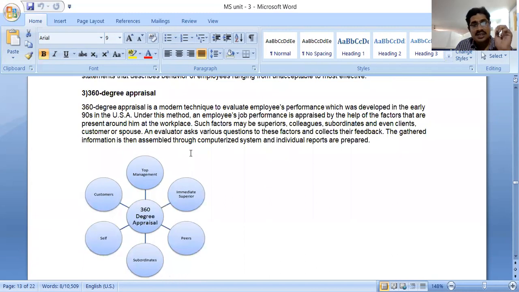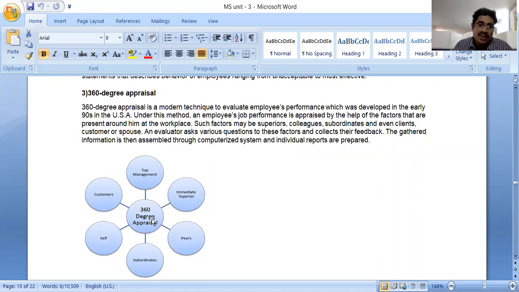And coming to the next one, the 360-degree appraisal method. Suppose the employee is here. The employee's hierarchy, top management, the employee's subordinates, employees in the same category in other departments, the employee's immediate supervisors, the employee's relation with customers, the employee's self, and the employee's relation with peers.